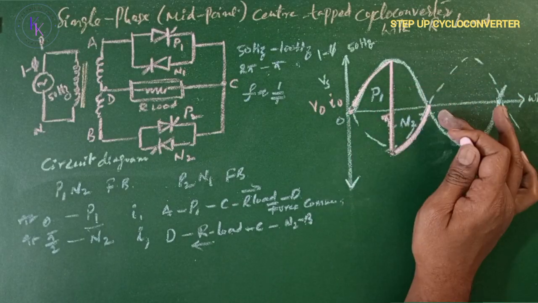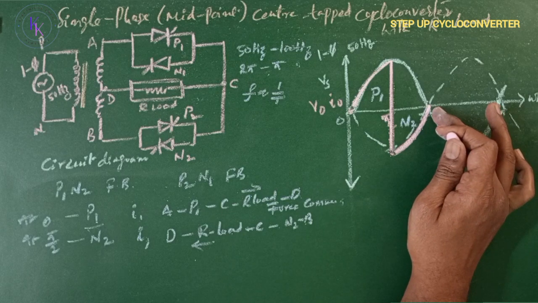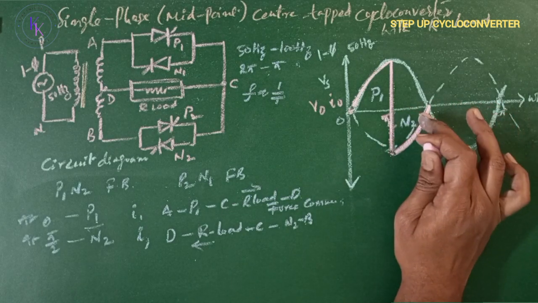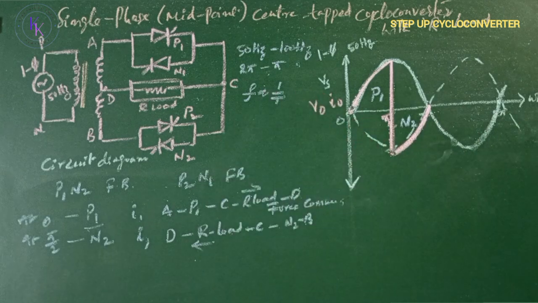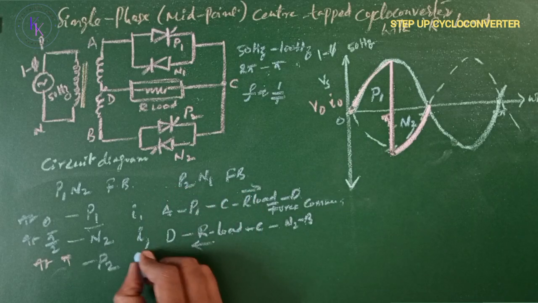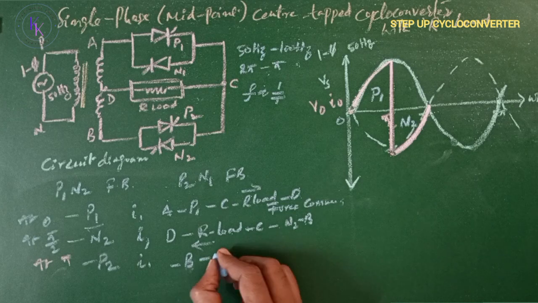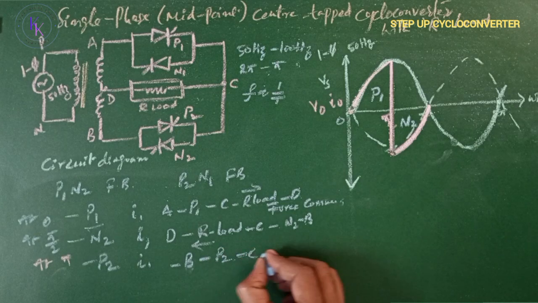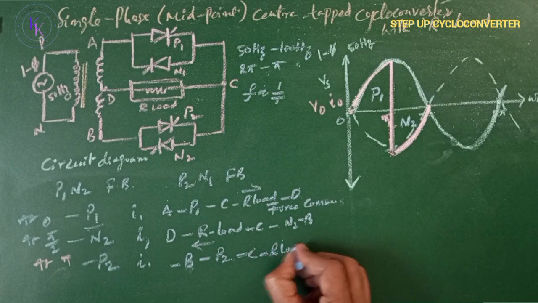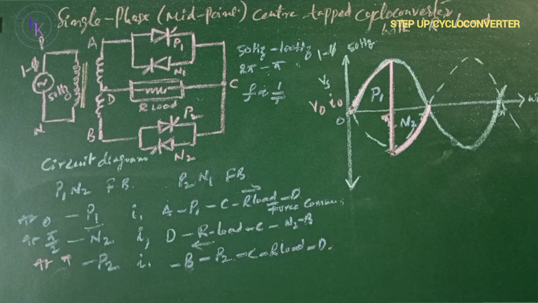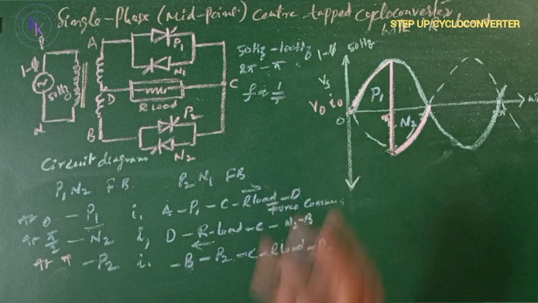It has taken only pi radians of time to complete one cycle. So this has a frequency of 100 Hz. At pi, I'm turning off N2 forcefully and turning on P2. Current flows from D to P2 to C through the R load to D, which is the same as the direction of the first case.